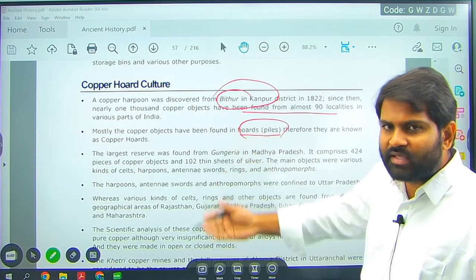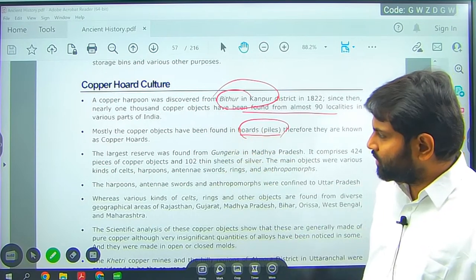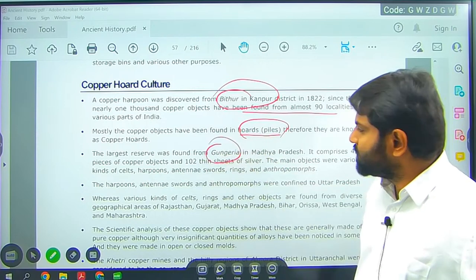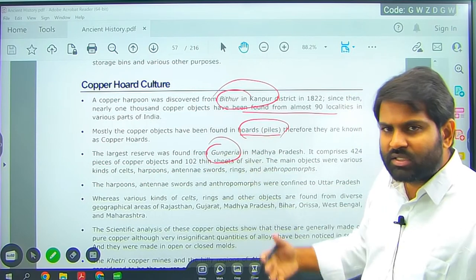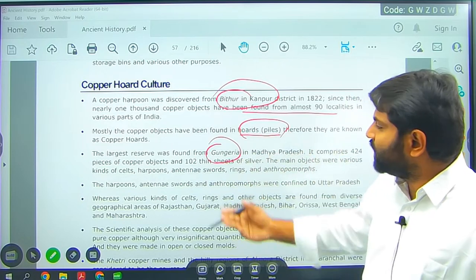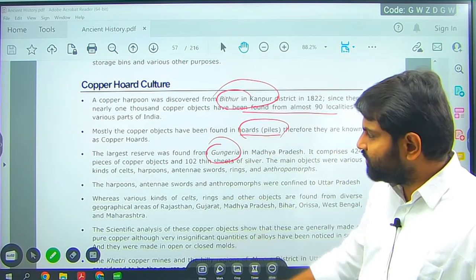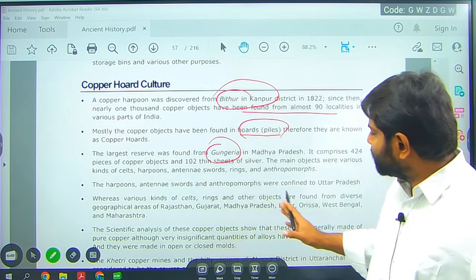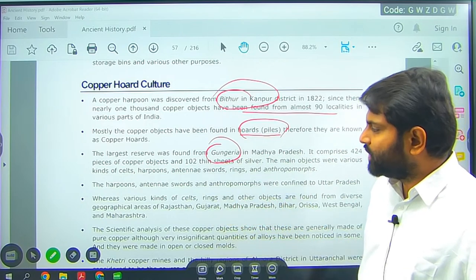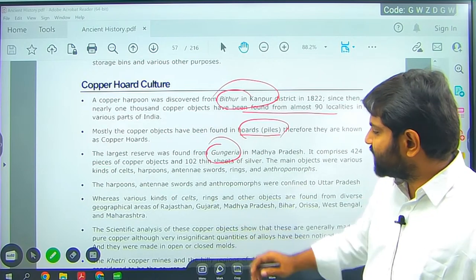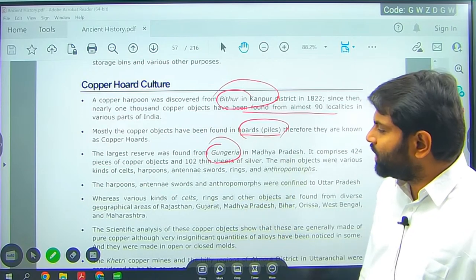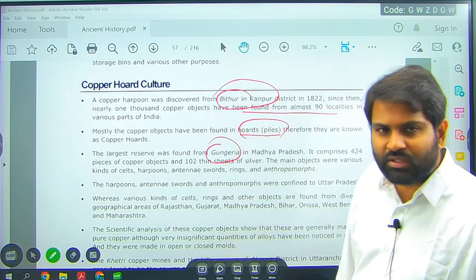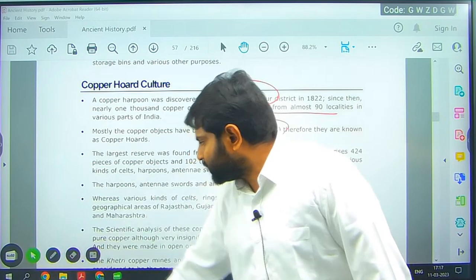like a copper industry, right? The place where these things happen. The largest hoard was found in Gungaria, Madhya Pradesh, which consisted of almost 424 different tools. Harpoons, antennae swords and anthropomorphs were confined to Uttar Pradesh. Various kinds of celts, rings and other objects are also found in diverse geographical regions like Rajasthan, Gujarat, Madhya Pradesh, Bihar, West Bengal and Maharashtra.